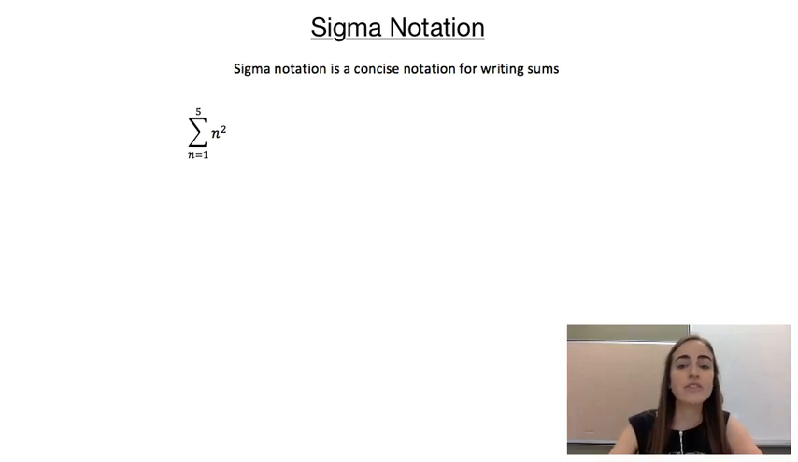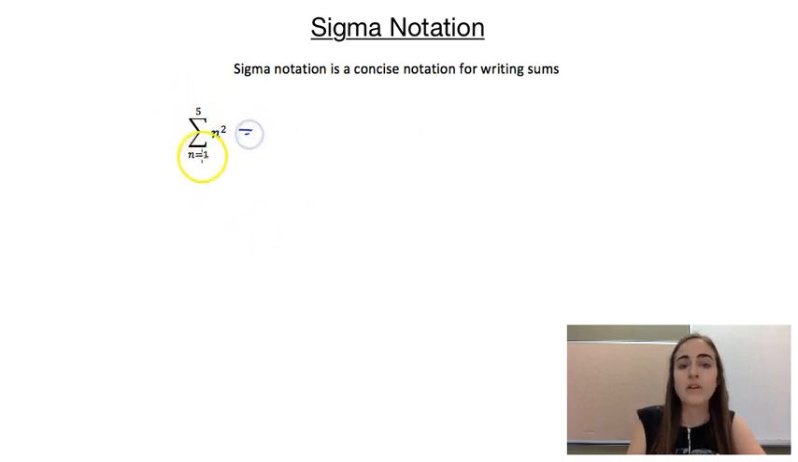In this video, I want to have a look at sigma notation. Sigma notation is a concise way of writing different sums. For example, we can write it like this. This is the capital Greek letter sigma, and this means we're going to sum n squared from n equals 1 to n equals 5.